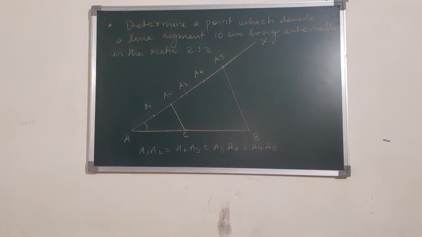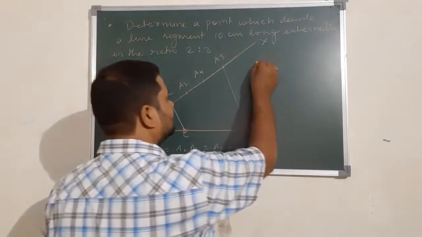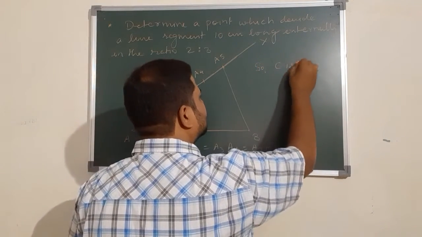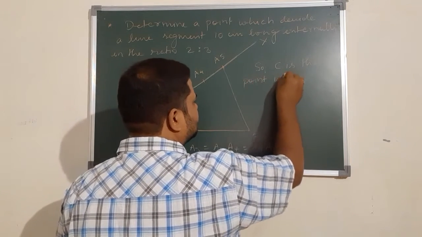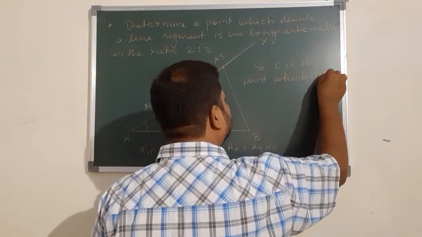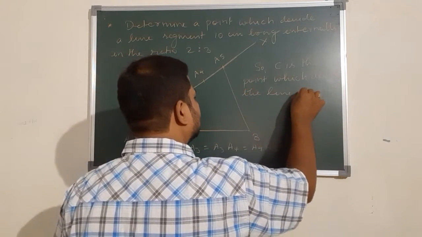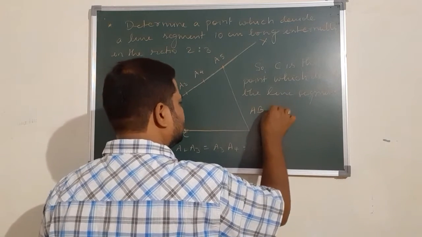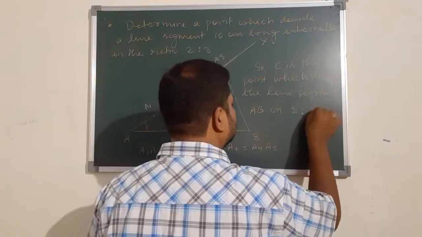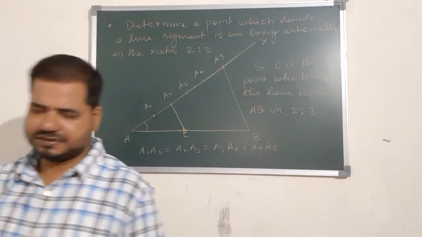So C is the point which divides the line segment AB in 2:3. So please note it down, then external division.